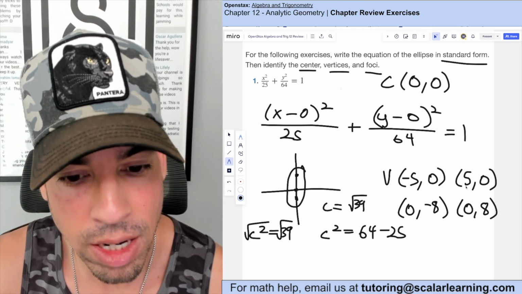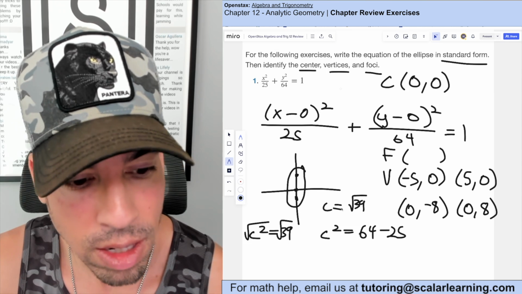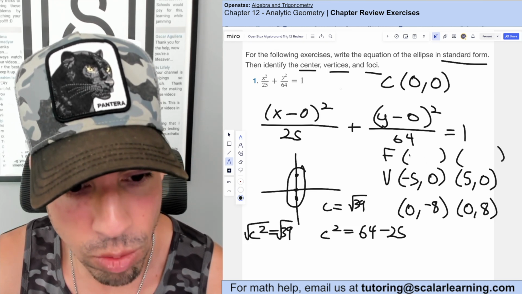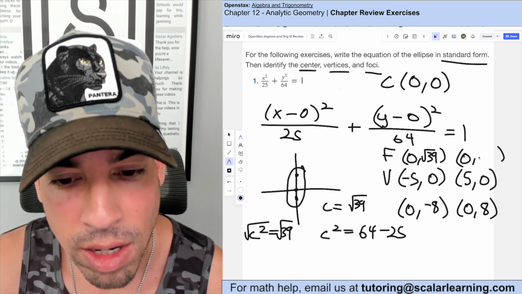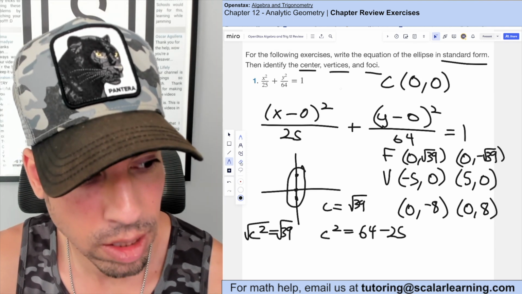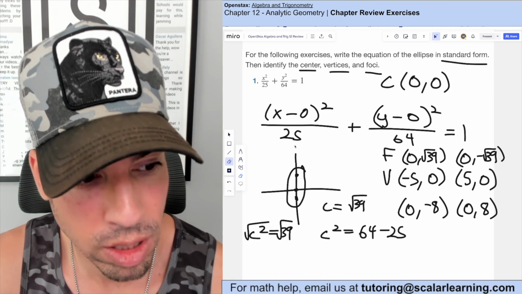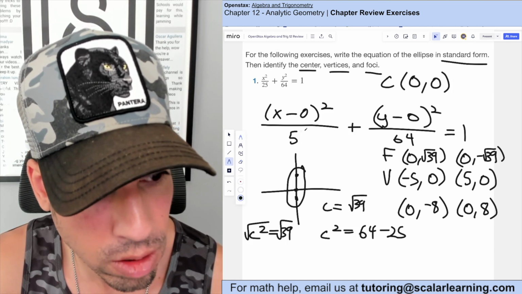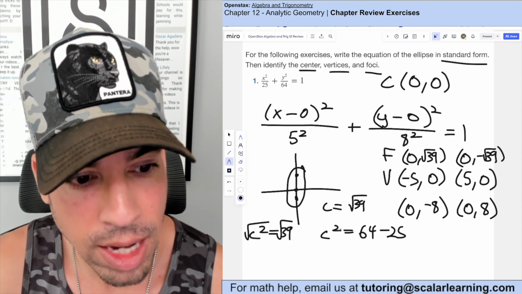To get the foci now, we go back to the center, and we go plus or minus that value. The major axis is going vertically, so we've got 0, positive root 39 for one of the foci, and the other one is 0, negative root 39. Last but not least, if we do want this in the standard form as they have in the back of the book, I'm going to turn this back into b squared and a squared, which means that 25 is 5 squared, and 64 is 8 squared. And that's how you do it.